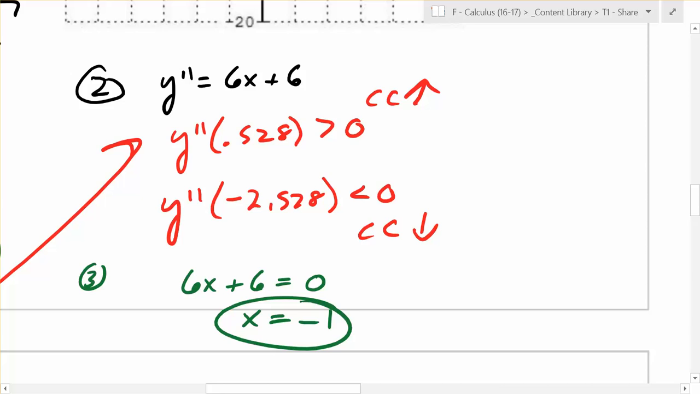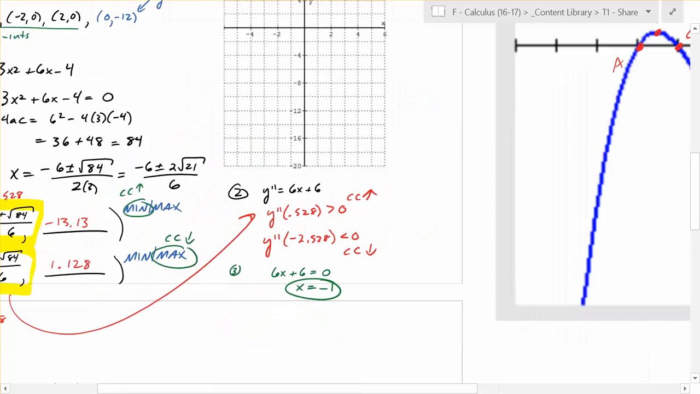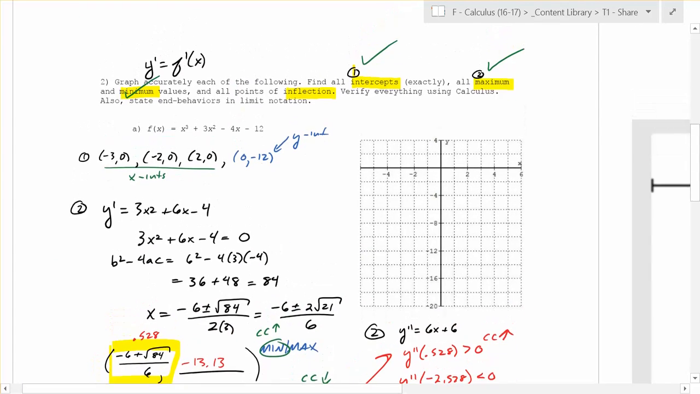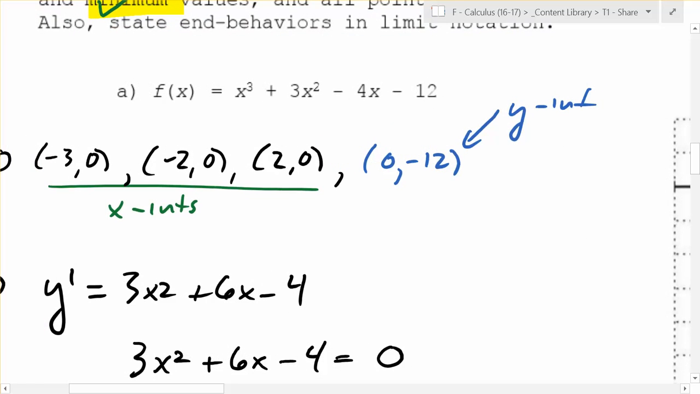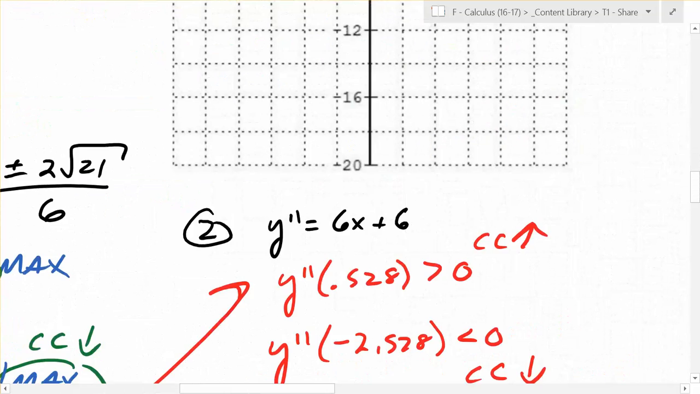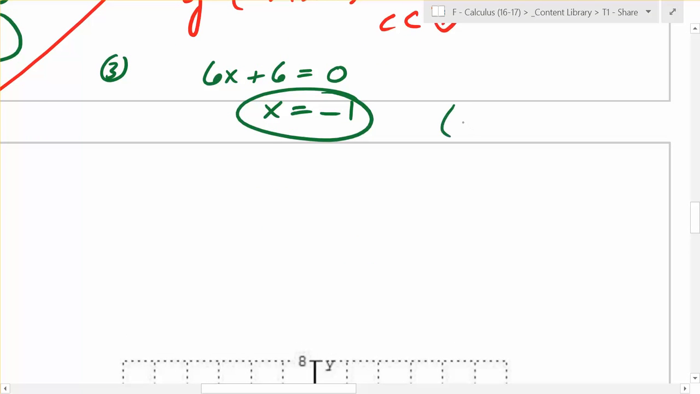We need the y coordinate. So where do we plug in negative 1? The original. So if you plug in negative 1 into this, what do you get? What is f of negative 1 going to be? Negative 6. Negative 1 plus 3 plus 4 minus 12. Is that correct? Yeah, you're right, negative 6. So right here, could it be a point of inflection? Yep.